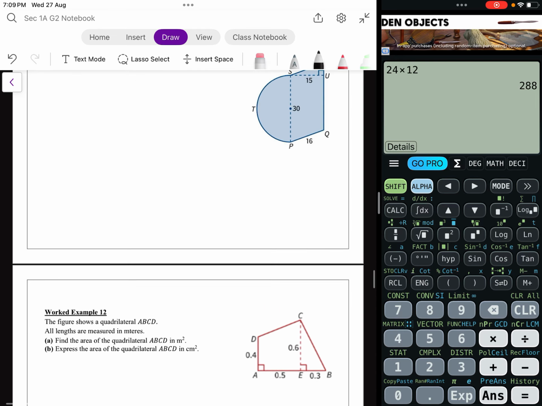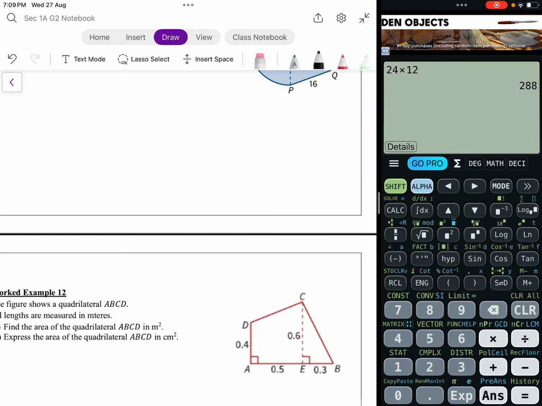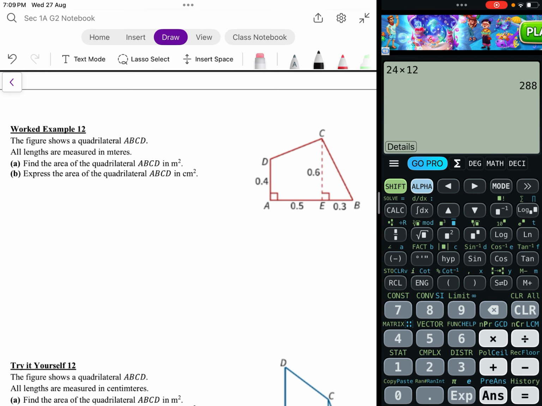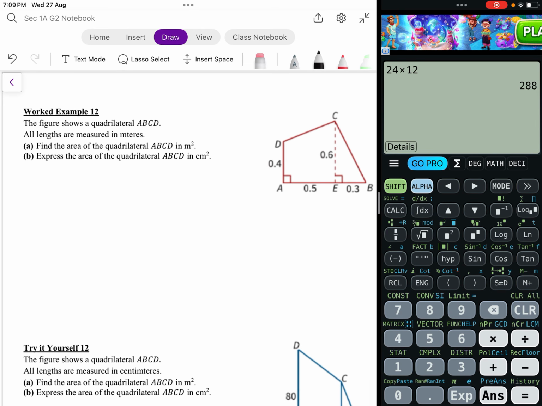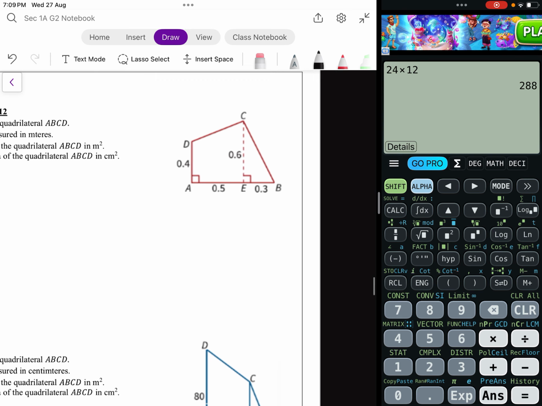Okay, hopefully this helps. Let's move on to the next one. This is one we have not covered in class. The figure shows a quadrilateral ABCD. All lengths are measured in meters. Find the area of the quadrilateral ABCD in meters square.